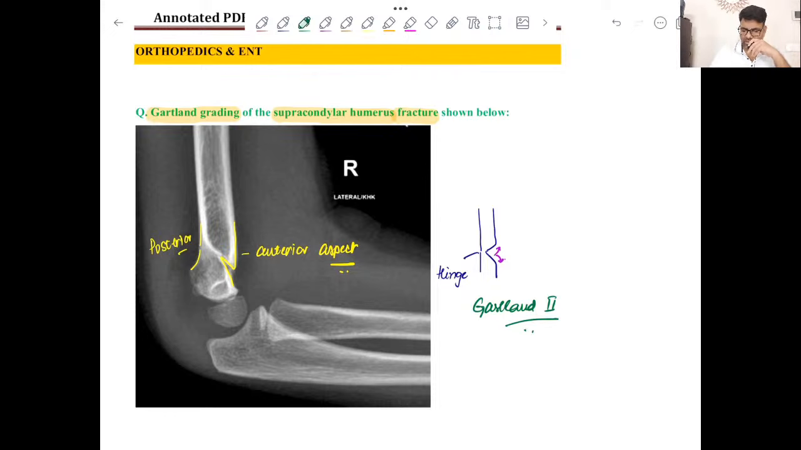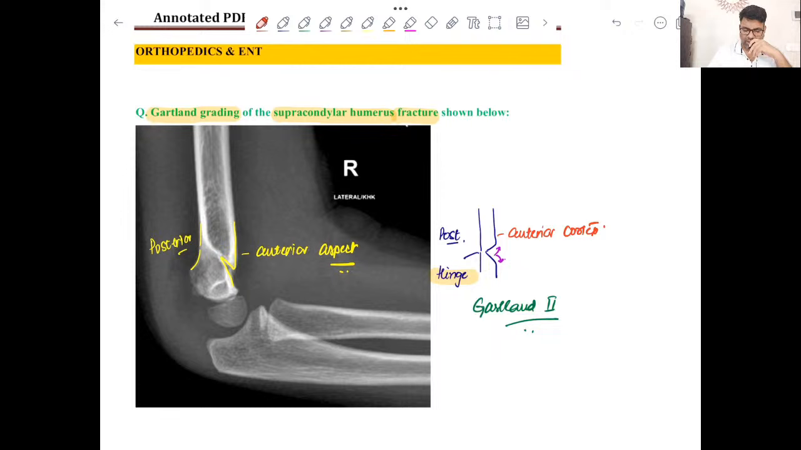It means there is contact at the posterior cortex. This is the posterior cortex and this is the anterior cortex. Clear? So there is some contact in the posterior cortex, but the anterior cortex is slightly separated out, and that is what Gartland type 2 is. On the posterior side there is a hinge. Now this is Gartland type 2.